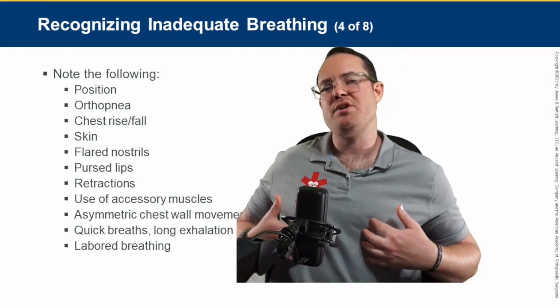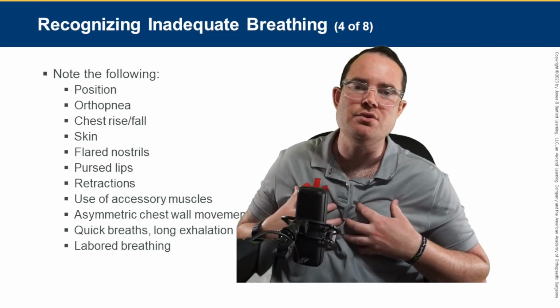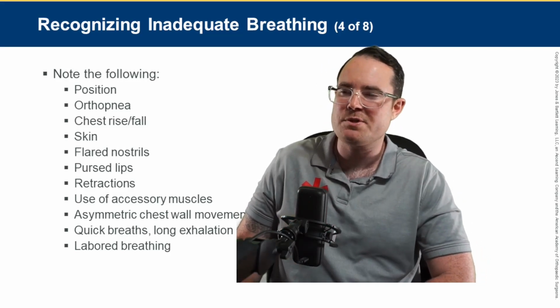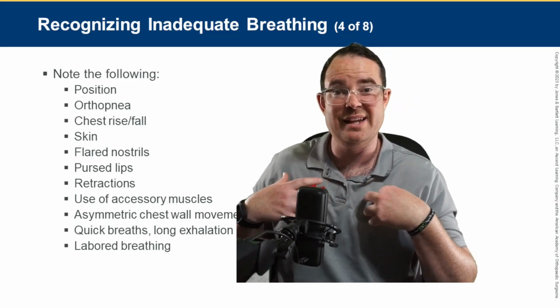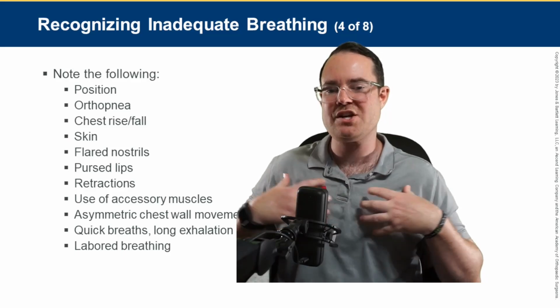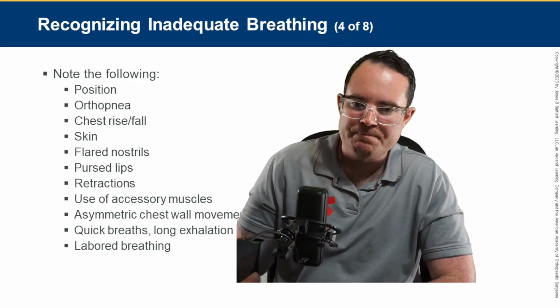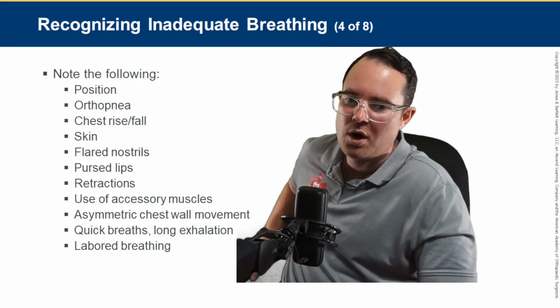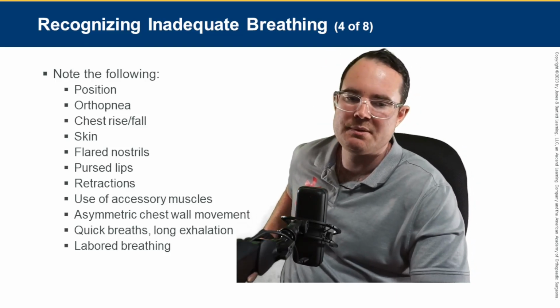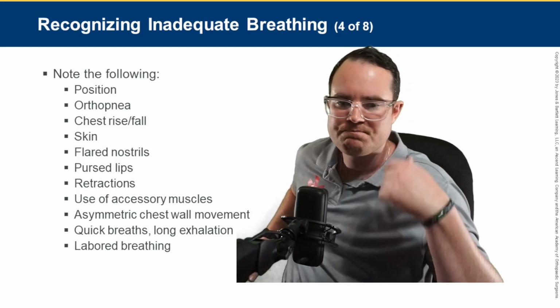Retractions, that's usually when you'll see accessory muscle use throughout the chest. Very commonly seen in kids with respiratory distress. You'll literally see their rib cage while they breathe, the retractions within their chest. Asymmetrical chest wall movement, that's not a good sign. That's usually seen in trauma, getting more into like a flail chest segment.